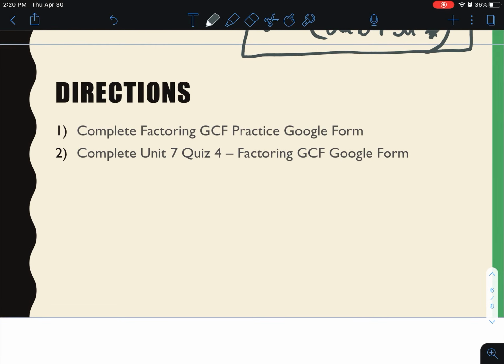All right, last but not least, directions. I want you to complete the Factoring GCF practice Google form. And actually, number 2, I have changed my mind on that. We're not even going to have that. So the only thing to do today is the Factoring the GCF practice Google form.